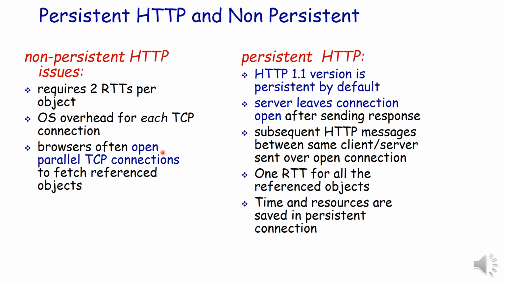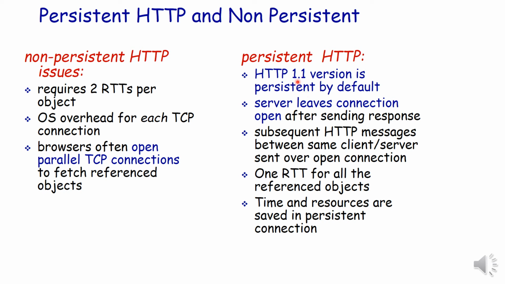Then the browsers often open parallel TCP connections to fetch referenced objects. For example, if we need 10 objects, then 5 parallel connections are established. That is one solution to improve the efficiency in non-persistent HTTP. But in the usual scenario, persistent HTTP is the one which is working behind.